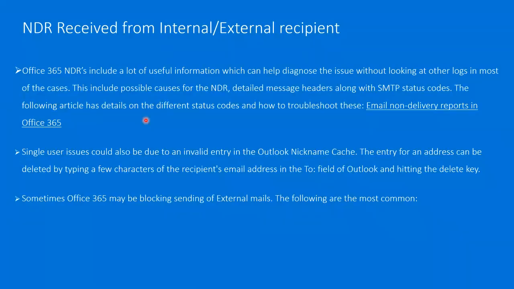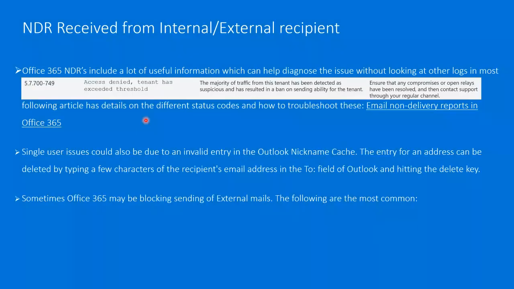Or the scenarios where Office 365 may be blocking, because of the following. The first one is that the tenant might have exceeded the threshold, because this normally happens during a relay, or if you're using your service for bulk or marketing emails, where we identify that a percentage of emails sent from your organization is treated as spam or suspicious. We block that tenant from sending out further emails. You can receive this NDR using this error code.